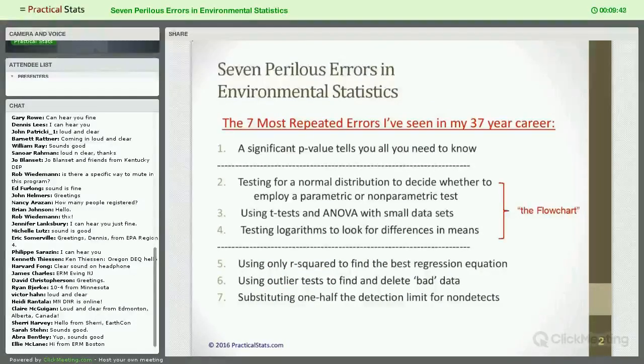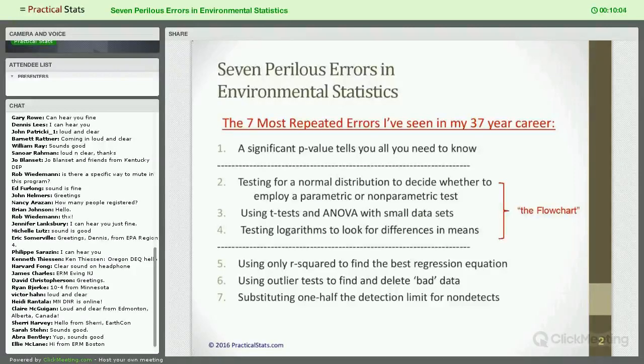I think there are 7 repeated errors that I've seen in my 37 years. Some of them are errors because things have changed over that 37 years. And so the first thing I want to do is talk about the mistakes that people make when they deal with the thing called a p-value, what that means, and just go over that a bit.